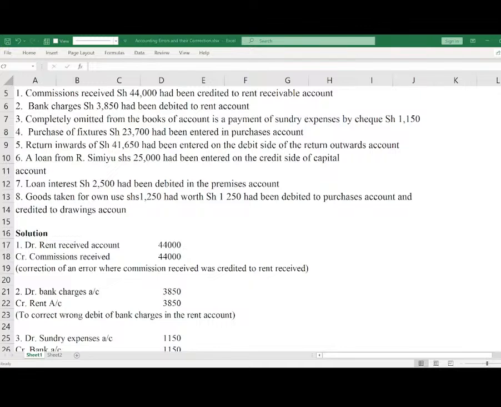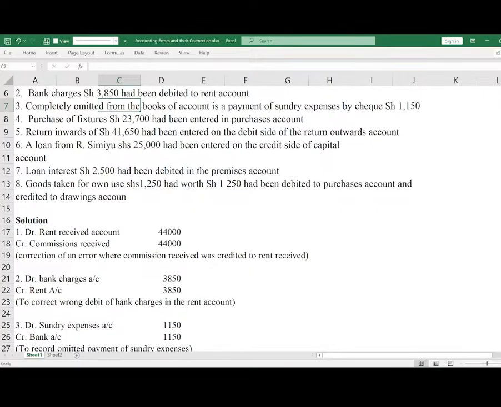We go to number 3. Completely omitted from the books of account, payment of sundry expense by check, 1,150. So here we have a complete omission. So we are going to debit the sundry expense, and then we credit the check or the bank.